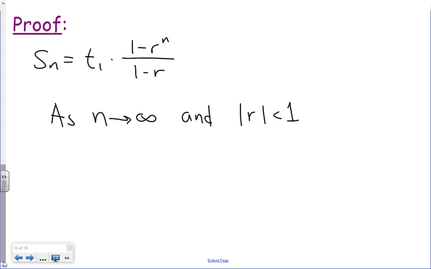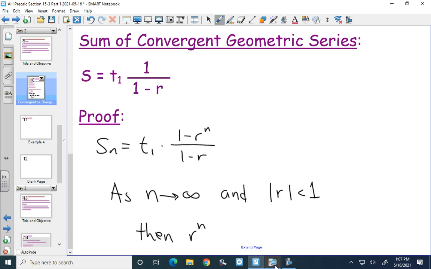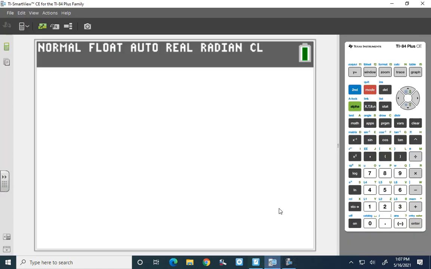So think about what that means for that r to the n. The only place I see the n show up in the numerator is the nth power of r to the n. So as n goes to infinity, what's happening with r to the nth? What's it doing? Well, let's think about that. In fact, let's do a couple of examples on our calculator to help us illustrate this. So grab your calculator.